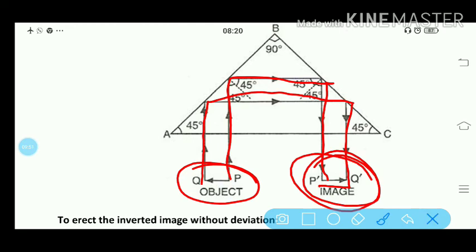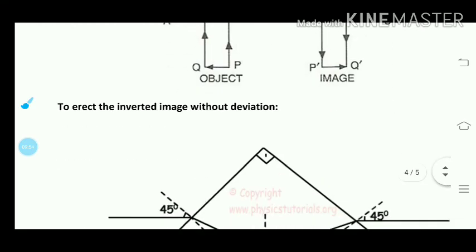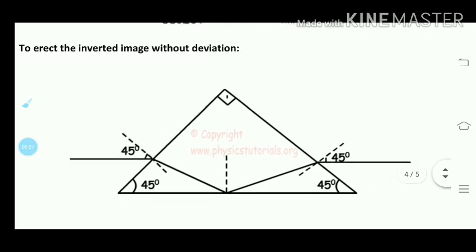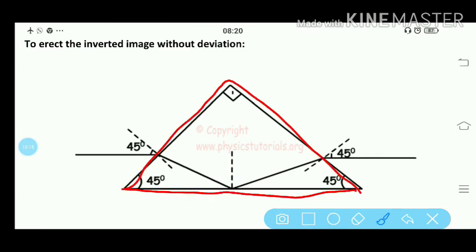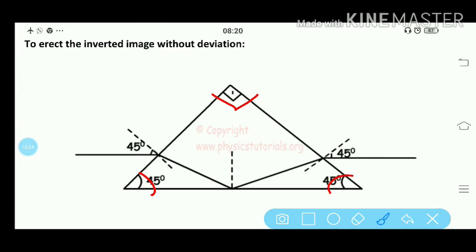Now moving on to the next one. In this case, we'll invert the image, to erect the inverted image without deviation. This is also a total reflecting prism. Here, this angle is 90 degrees, this angle is 45 degrees, this angle is also 45. Now, the ray of light is coming from this side. It strikes here the surface.